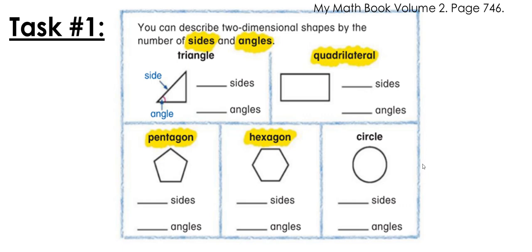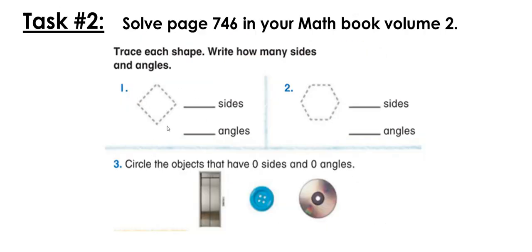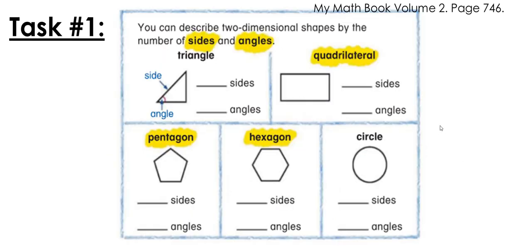We have reached task number 1 and task number 2. You can choose to do only one of them, or you can do both of them. You will find them in page 746. In task number 1, you can describe two-dimensional shapes by the number of sides and angles. So look at the shape, count how many sides and write it, and then count how many angles and write them down. For task number 2, you have to first trace the shape and then do the same. Write how many sides, how many angles. And in question number 3, you circle the objects that have 0 sides and 0 angles. Now pause the video, do all your work, and then continue with the video to check your answers.